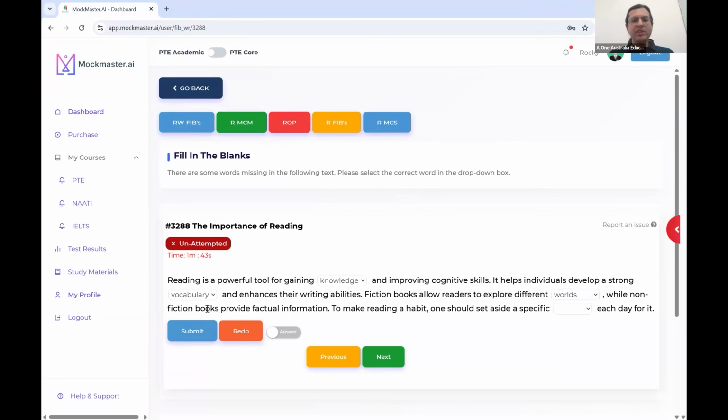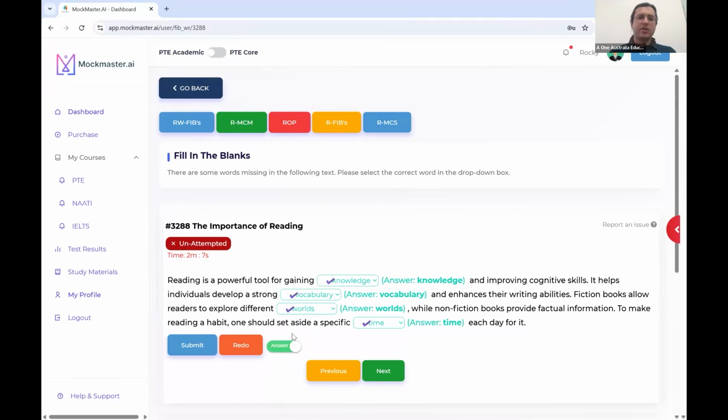While non-fiction books provide factual information, meaning facts. To make reading a habit, one should set aside a specific dash each day for it, a specific time. Time is the best option, right? Which fits as per the context of the sentence. So let's see if the answers are correct. Yes, they are all correct.